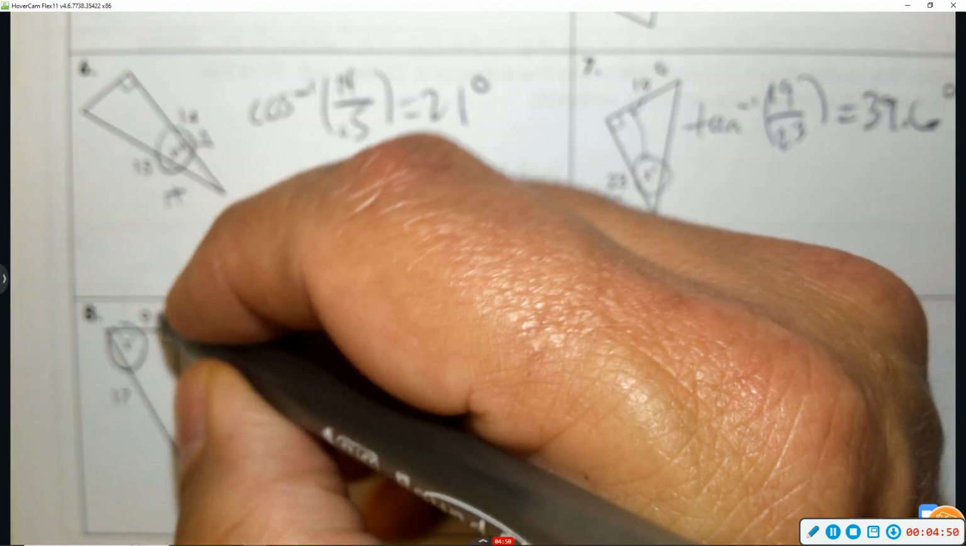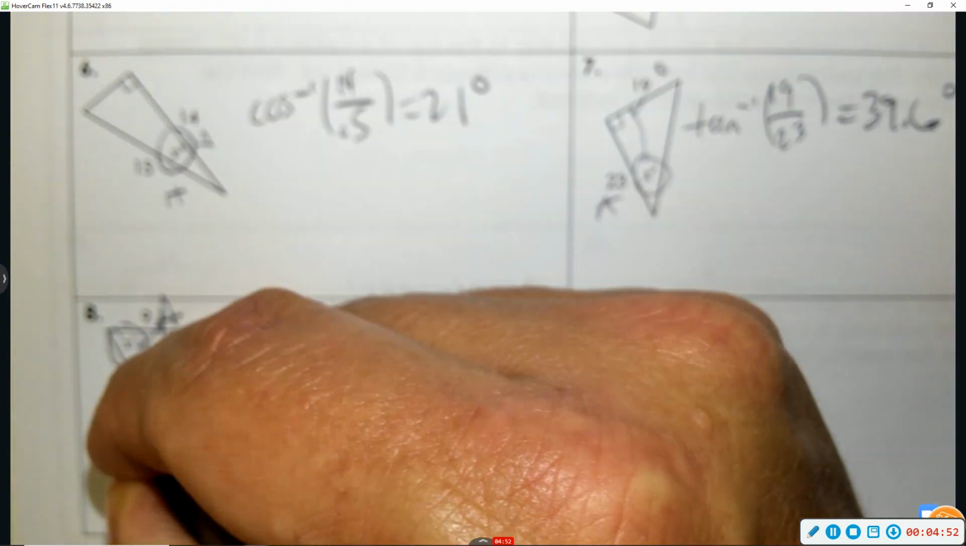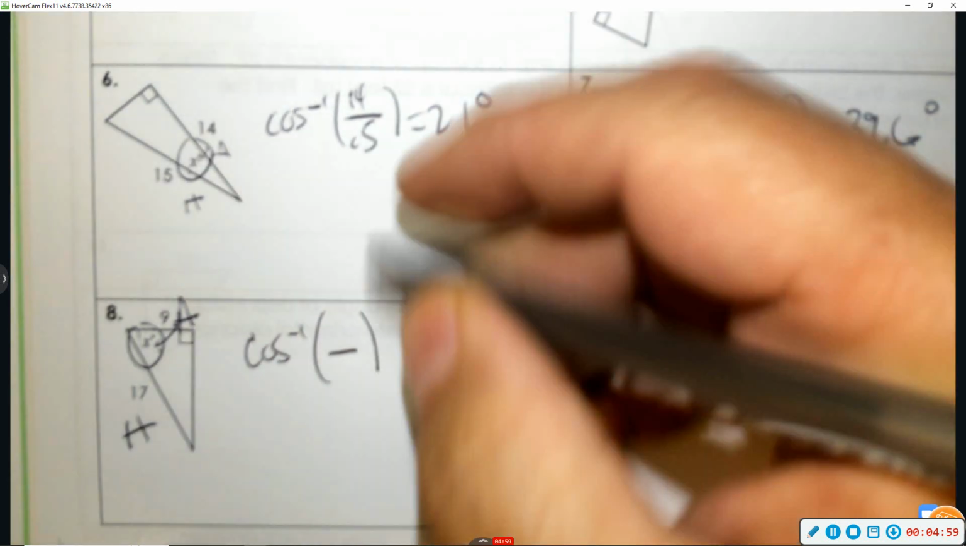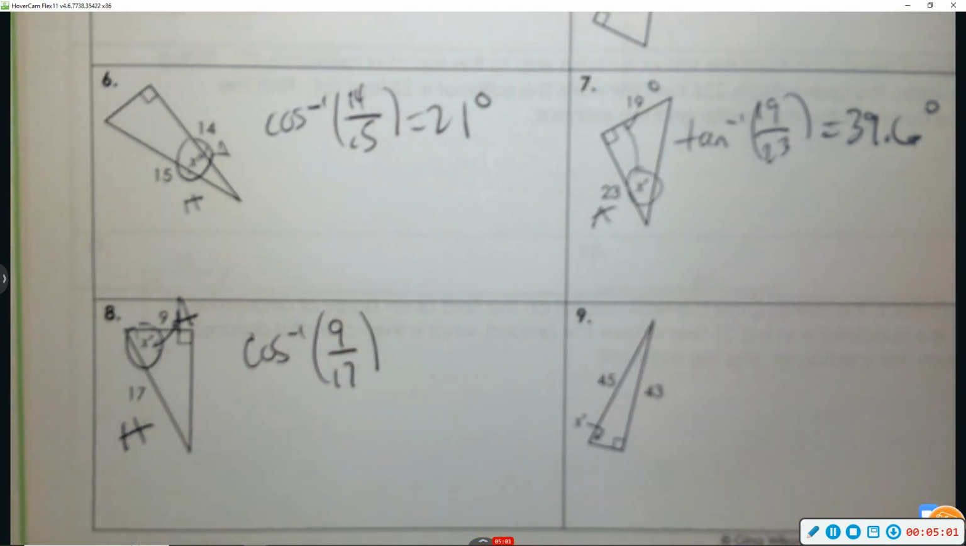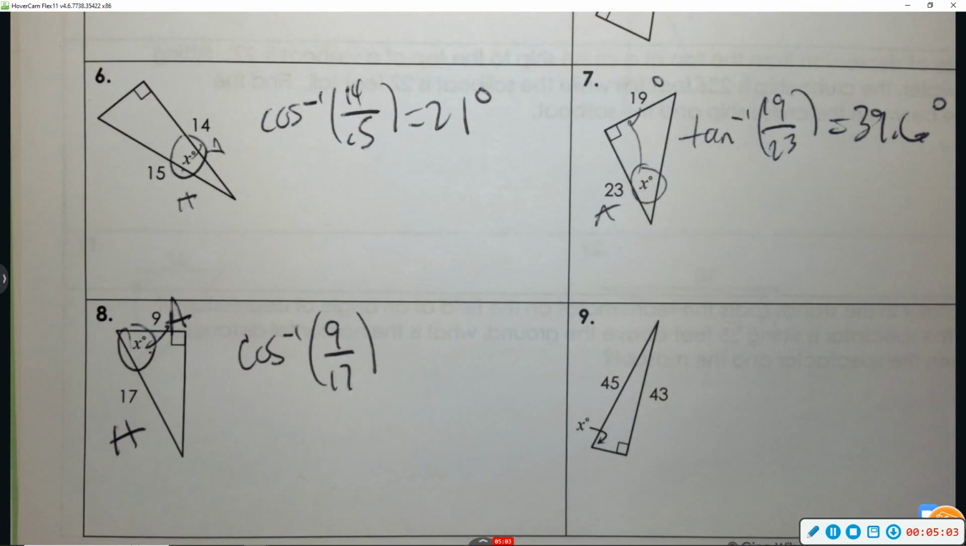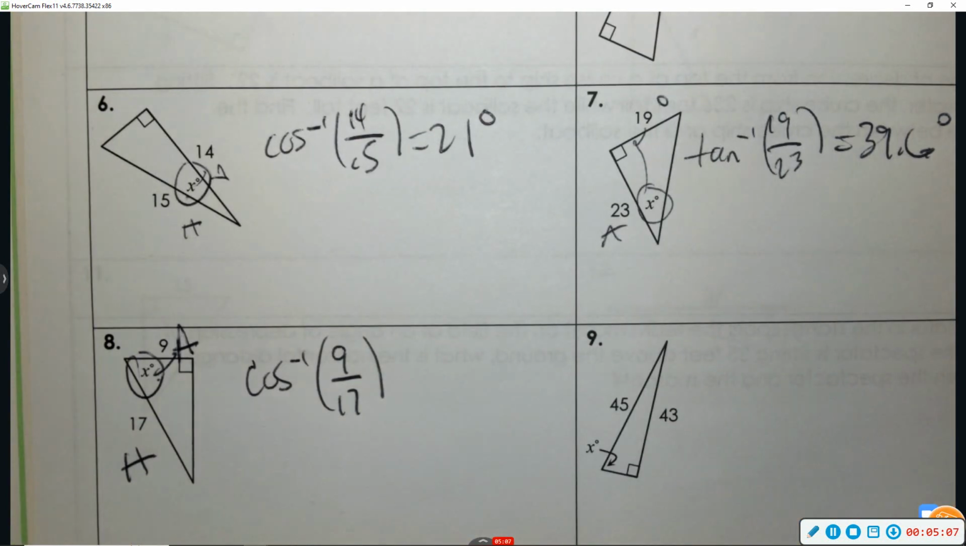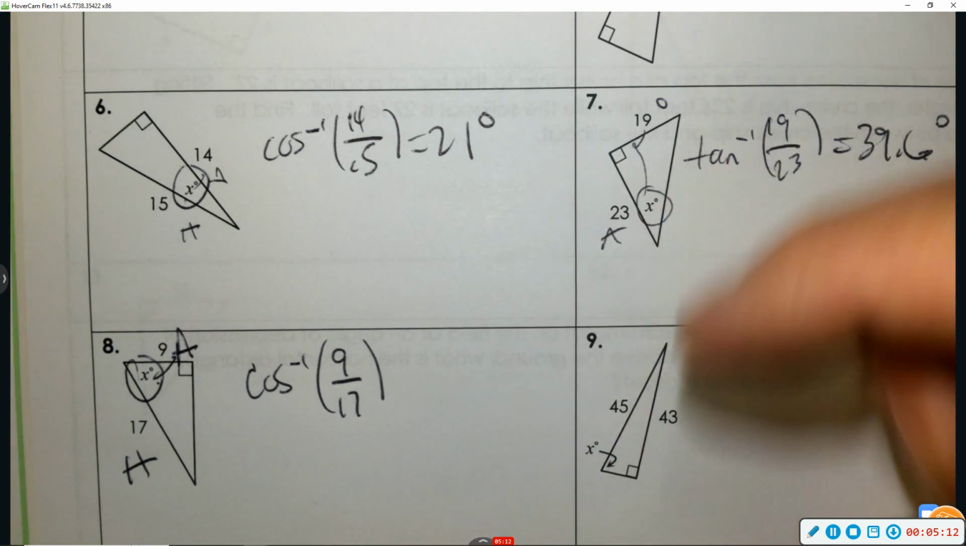Circle the missing angle. Adjacent. Hypotenuse. Which trig ratio is that? With a little -1, and then the ratio goes inside, 9 over 17. So inverse cosine 9 over 17. Oh, try it again. Inverse cosine 9 over 17, and it's 58.